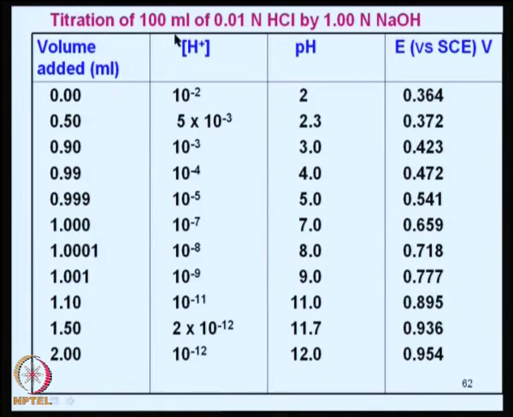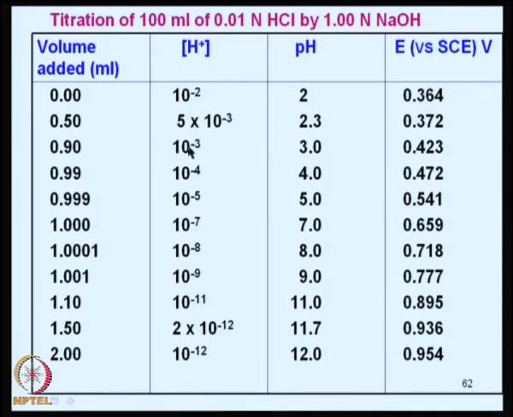This is a very simple calculation and I have put it in the table. So, when you have not added anything, the hydrogen ion concentration is the same as 0.01 normal, that is, it is a strong acid, 100% ionized. So, the H plus is 10 raised to minus 2, pH is 2 and potential is 0.364.